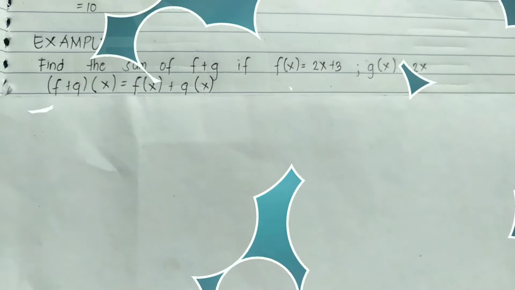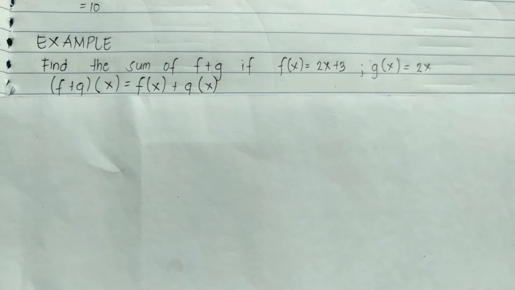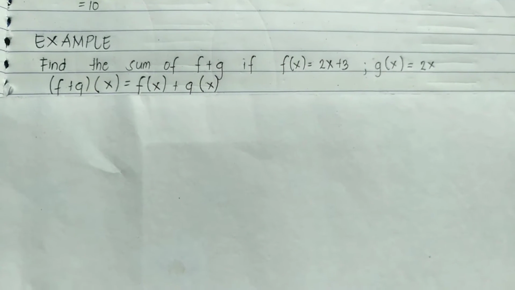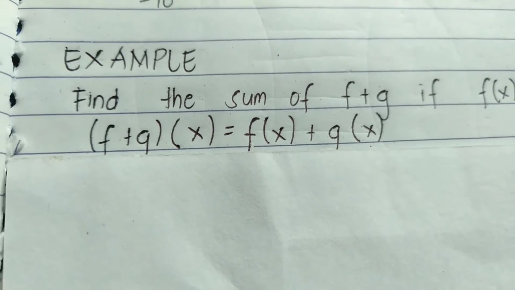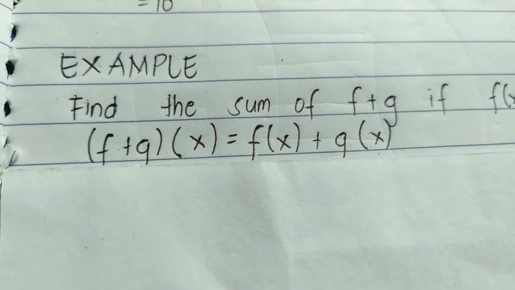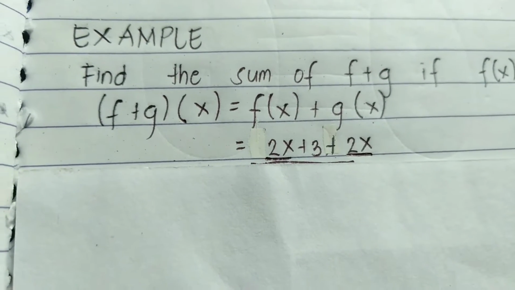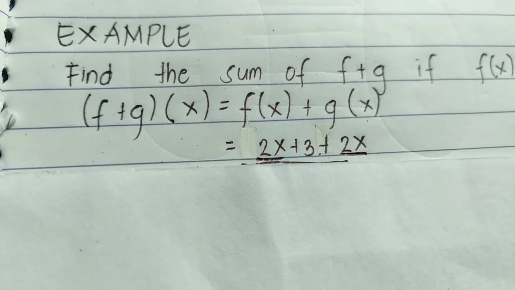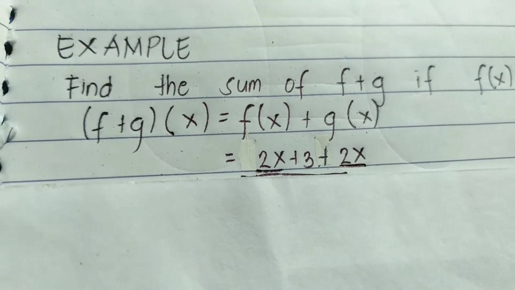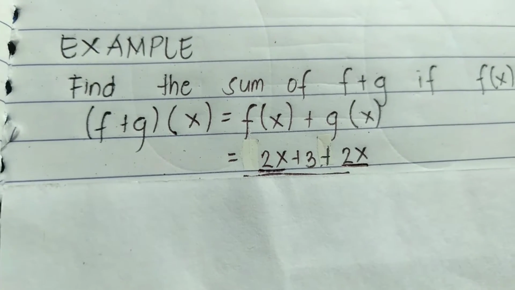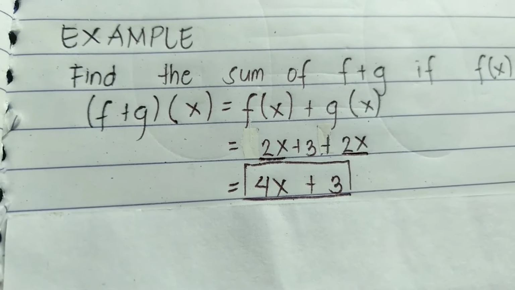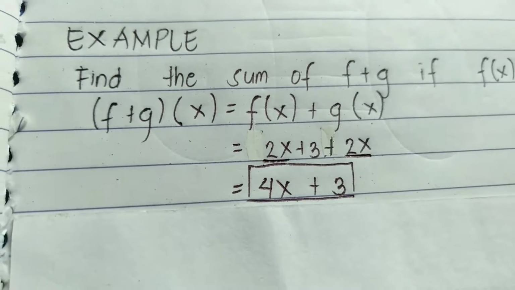Find the sum of f plus g if f of x is equal to 2x plus 3 and g of x is equal to 2x. So f plus g of x is equal to f of x plus g of x. So f of x is equal to 2x plus 3 and g of x is equal to 2x. Then simplify, combine the like terms. 2x plus 2x is equal to 4x. Then bring down 3. So the answer is 4x plus 3.